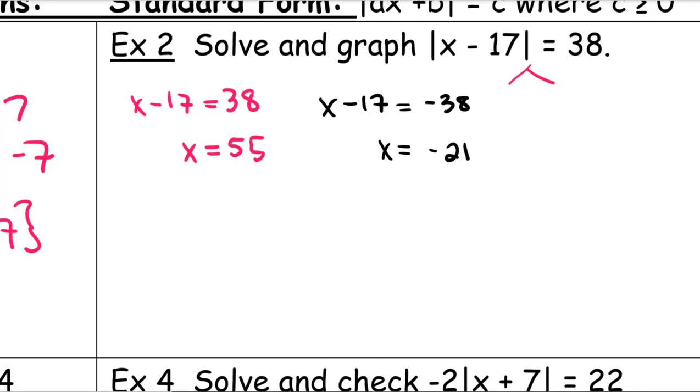So again, when we graph these on the number line, here's 0 right here somewhere, and then negative 21 would be way out there somewhere, and 55 would be over here. Both of those would be our two solutions to our absolute value equation here in example number 2.